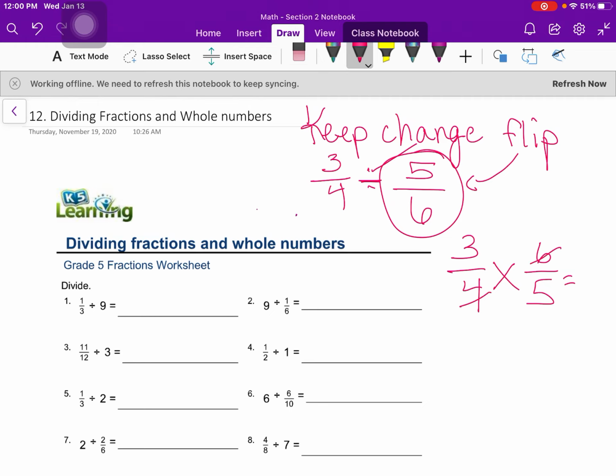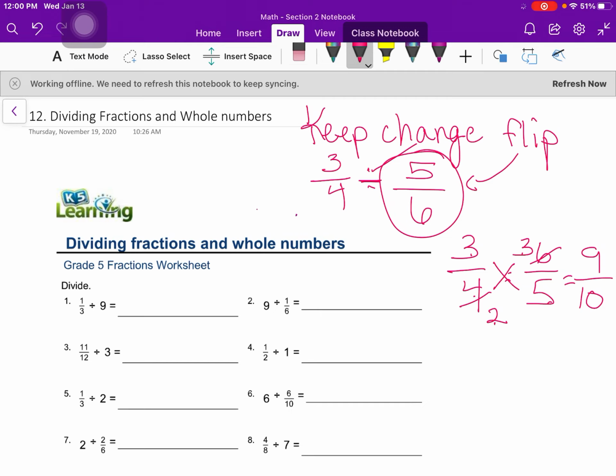I could simplify 4 and 6 if I wanted. 2 goes into both of those, so 2 goes into 4 2 times. 2 goes into 6 3 times. So 3 times 3 is 9, and 2 times 5 is 10. So 9/10 would be your answer. The most important thing is to keep, change, flip. If you're forgetting how to simplify, not a huge problem right now. The most important thing is that you know it's keep, change, flip.